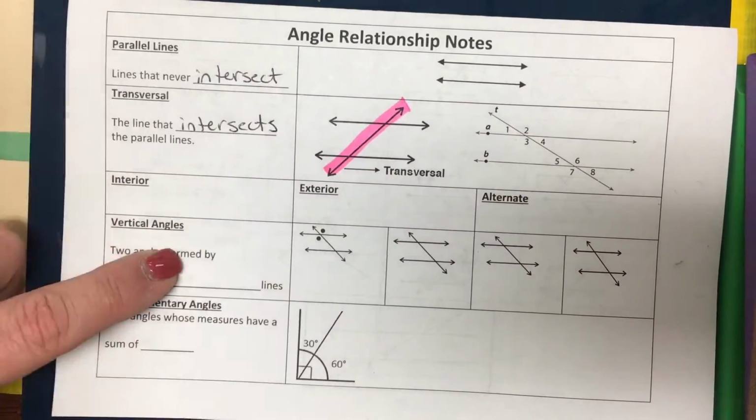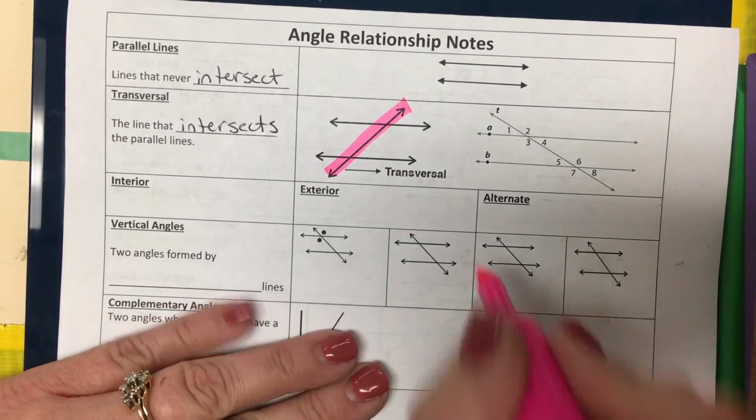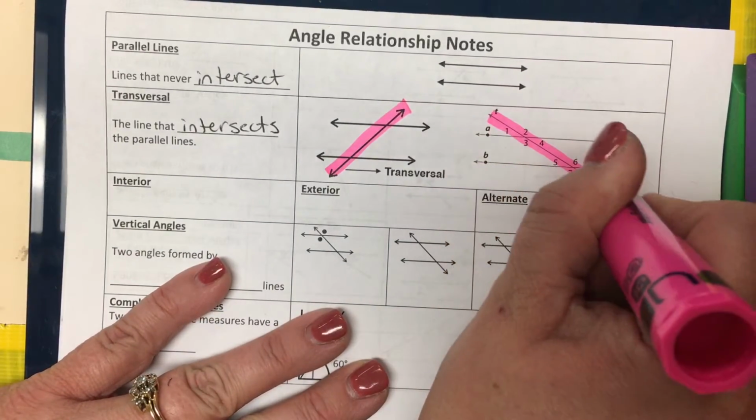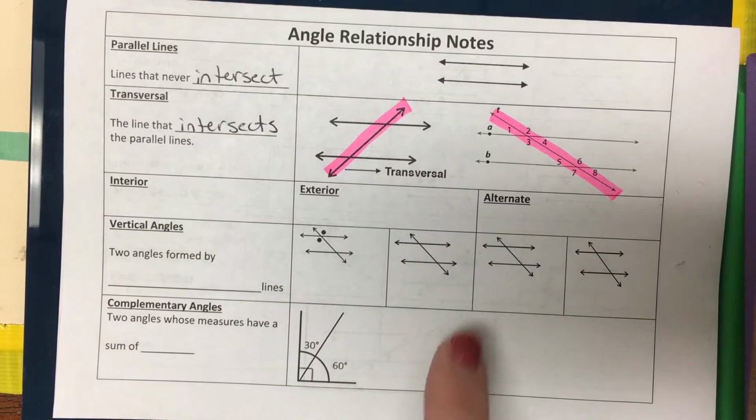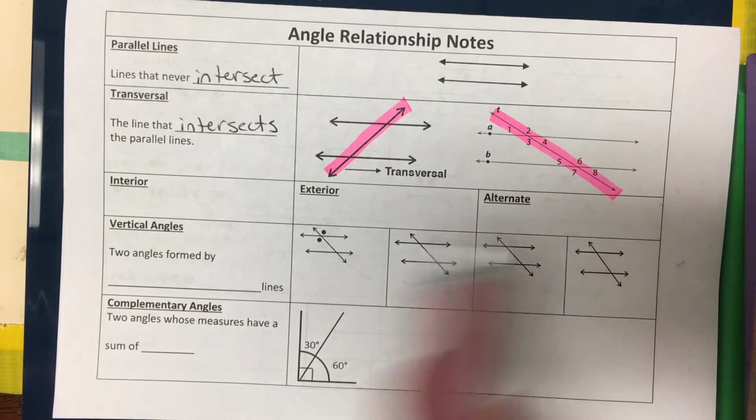This is another example of a transversal. This is how you're going to see it. It's going to divide the two lines up into these 8 different angles. So you're going to see it numbered like this.